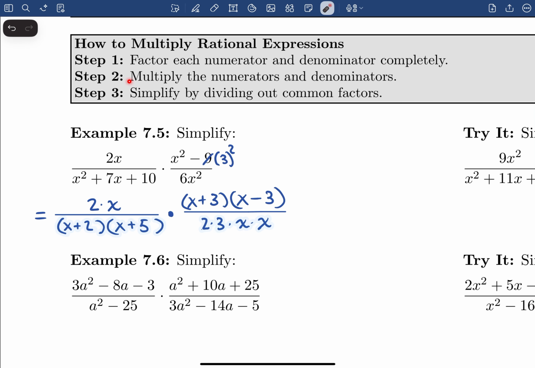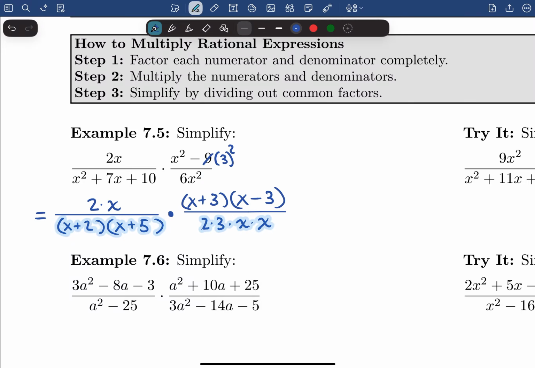Now we can move on to step 2, multiplying the numerators and denominators together. And then step 3, simplify by dividing out common factors. In fact, a lot of people like to, at this point, divide out those common factors out of the top and bottom of the fraction. So that's what I'm going to do.